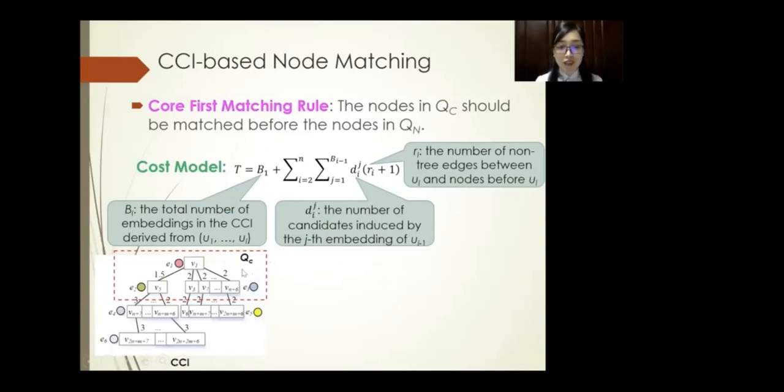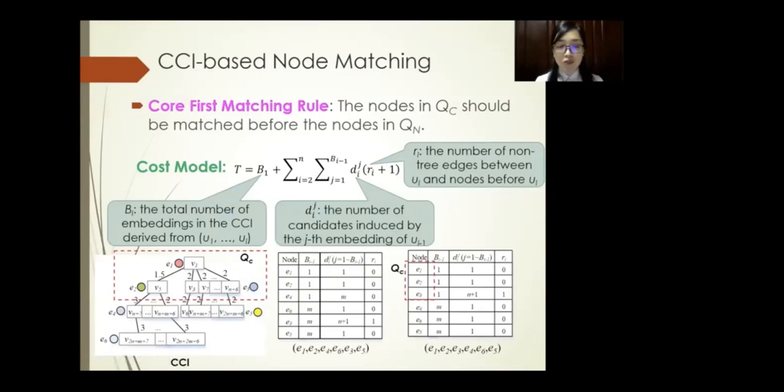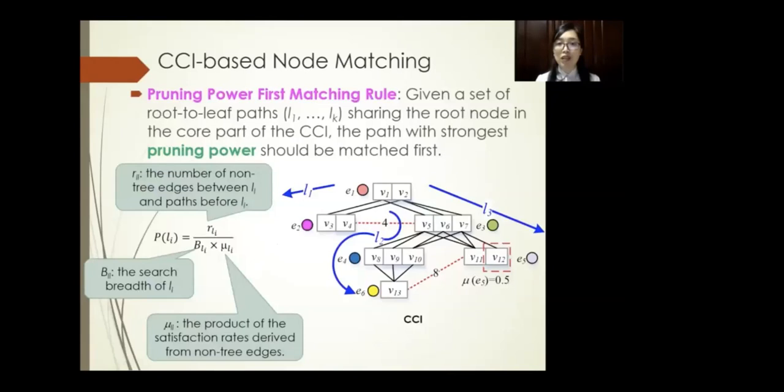Then we can compare the matching cost under two matching orders. The latter one matches the nodes in the call path first, and it's better than the former. The second rule is the pruning power first matching rule. Given a set of root to leaf paths sharing the root node in the call path of the CCI, the path with the strongest pruning power should be matched first.